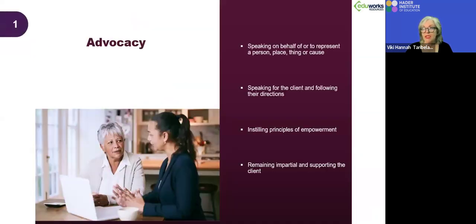An advocate is someone who speaks on behalf of the first party. So you represent a person, a place, thing, or a cause. You're speaking for the client, following their directions. So you've got an agreement, and it needs to be a consent agreement, something that's been signed.